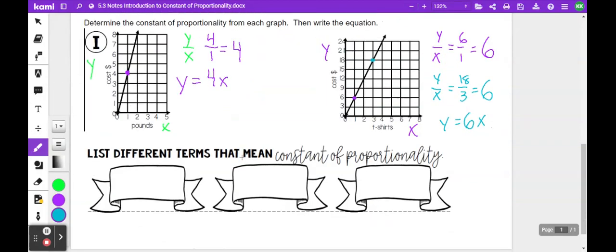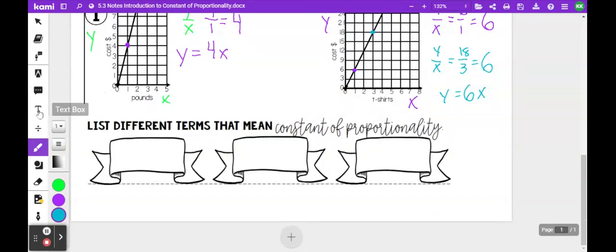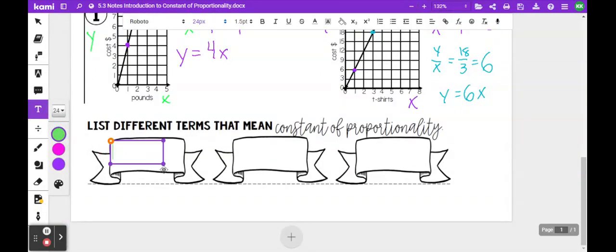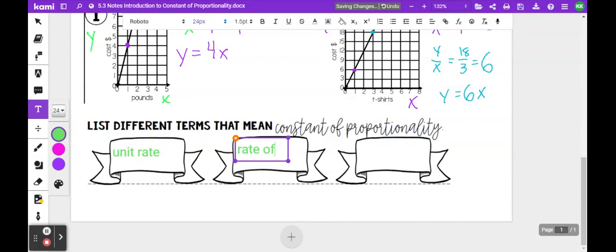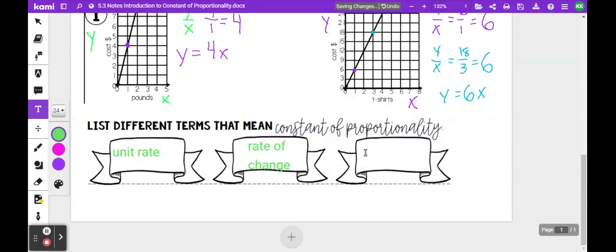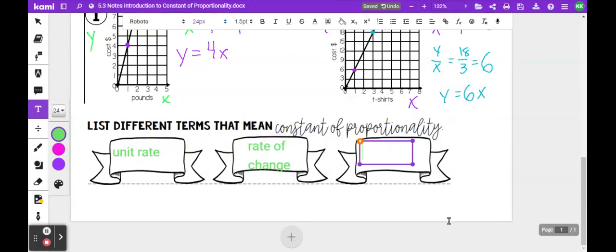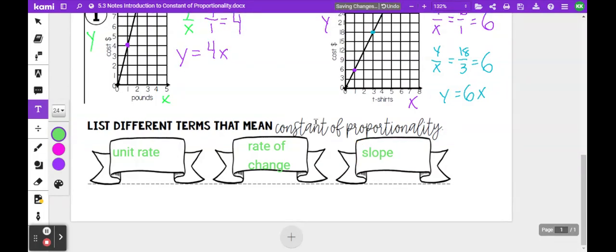And now the last thing, we need to talk about some different names for constant of proportionality. I don't know why we can't just leave everything with the same name, but they have to rename all sorts of stuff. So constant of proportionality is also going to be called the unit rate, which we already know. You also might hear it called the rate of change. And another name is the slope. So those are three different names that are also the constant of proportionality.